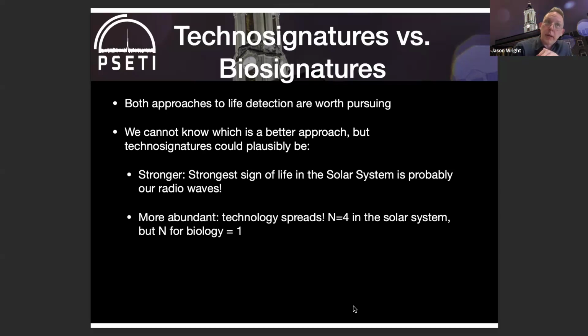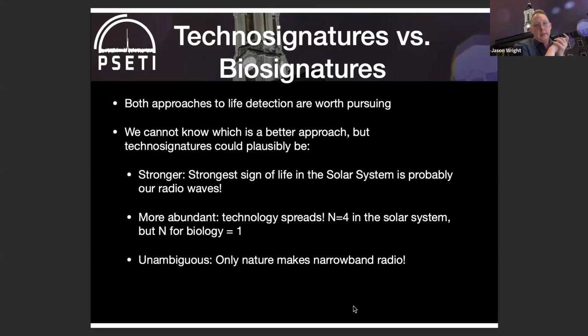Technosignatures could be much more abundant than biosignatures. In the solar system, there are at least 4 planets emitting radio waves. Now, admittedly, the radio waves coming from Mars and other planets that have interplanetary probes are extremely weak, but they will grow with time. And the point is that if technology can spread, especially if it can spread to other stars, then there's a multiplier that the Drake equation does not contemplate. It's possible that biology is rare, but when it does pop up, it generates technology that spreads through the galaxy. Next slide.